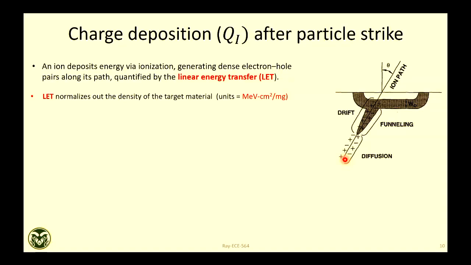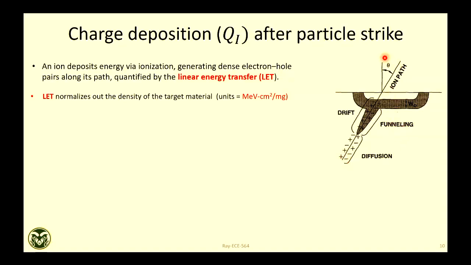One is the deposited charge, how much charge an ion can deposit. That depends on the angle at which the ion is coming. If it is coming perpendicular versus coming at an angle, which is more dangerous, or has more charge deposition capability? At an angle, because the path length will be larger.